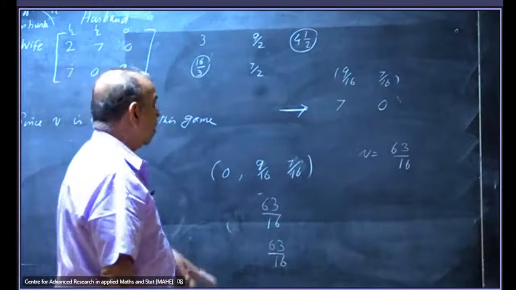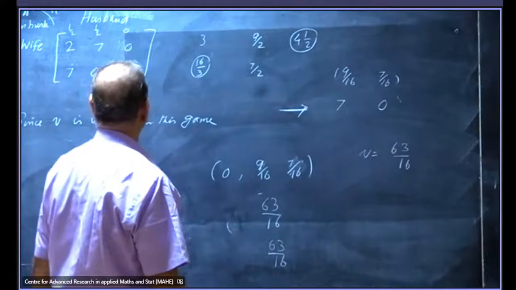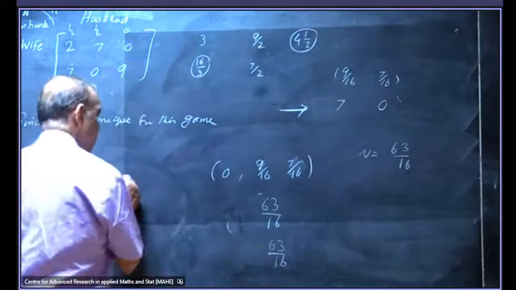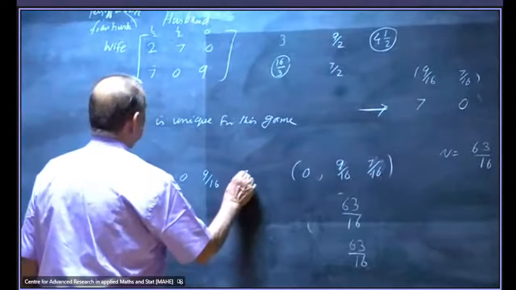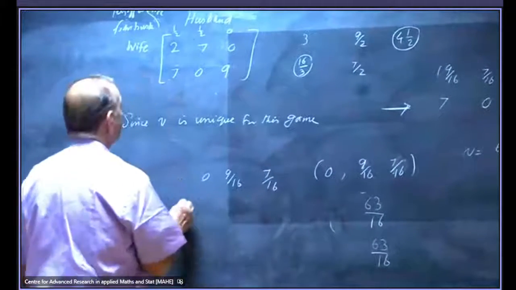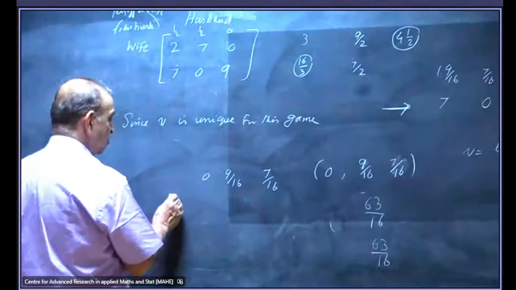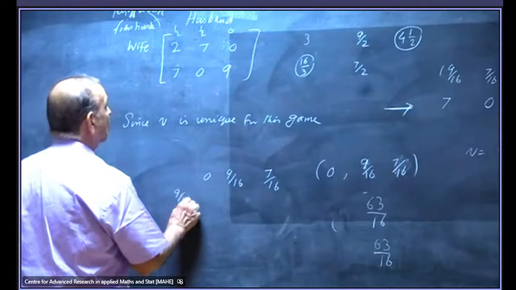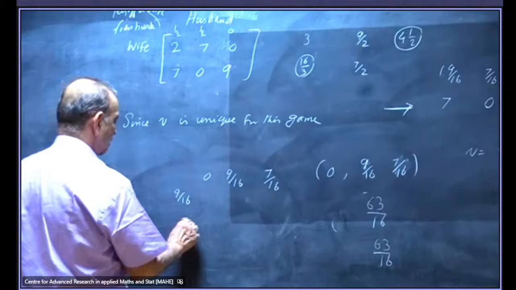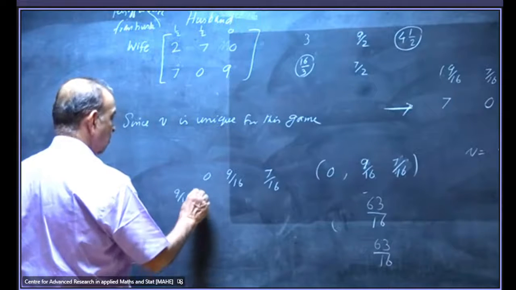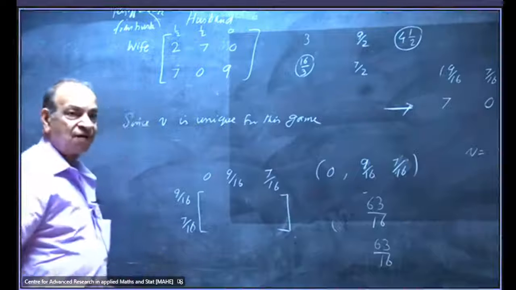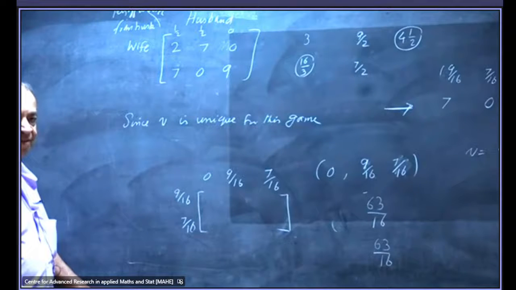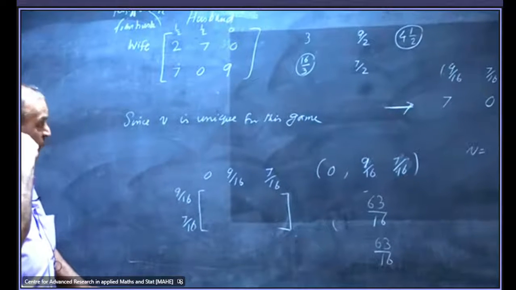And these things are good strategies. Which one? 0, 9 over 16, 7 over 16. And she chooses 9 over 16, 7 over 16.